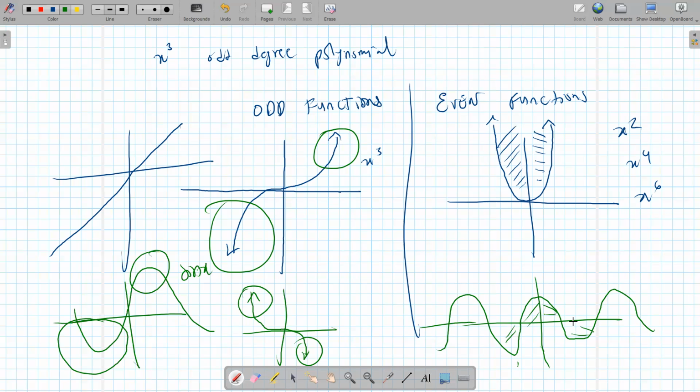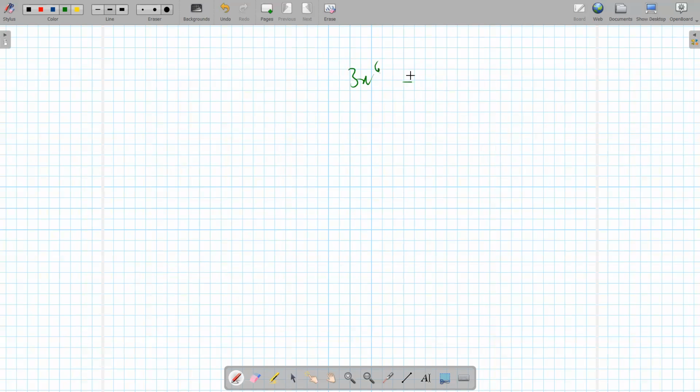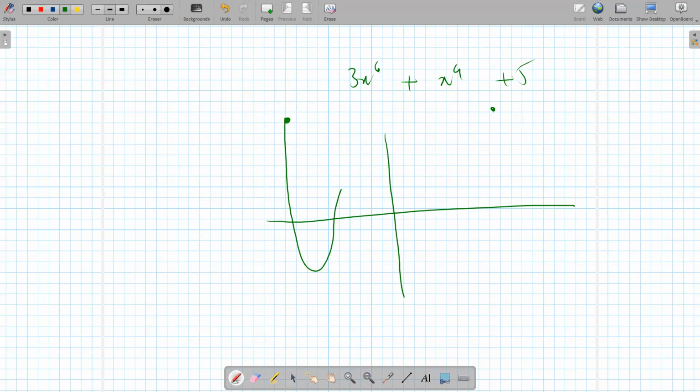So something can be an even degree polynomial, but at the same time, that doesn't necessarily mean it's an even function. Let's quickly check this out. 3x cubed plus x4 plus 5 or something like this. We know this is a degree 6 polynomial, yeah? Even degree polynomials start there and there. Could have something like this, okay? Something like that.